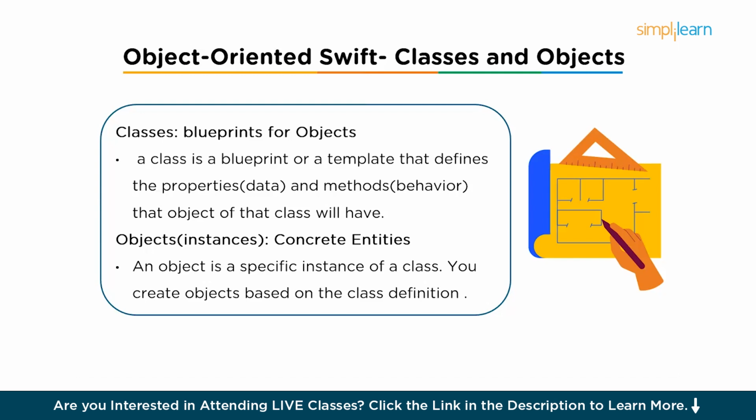Objects, which are concrete entities, on the other hand, are specific instances of a class. You create objects based on the class definition. Each object has its own set of values for properties defined by a class. So let's see a classic example of classes and objects here.